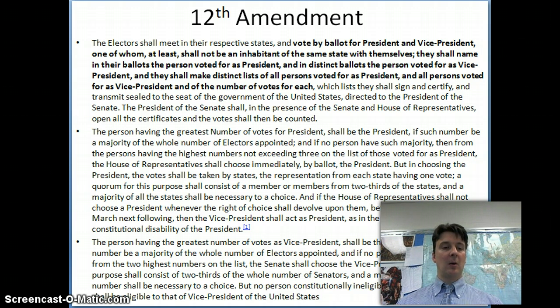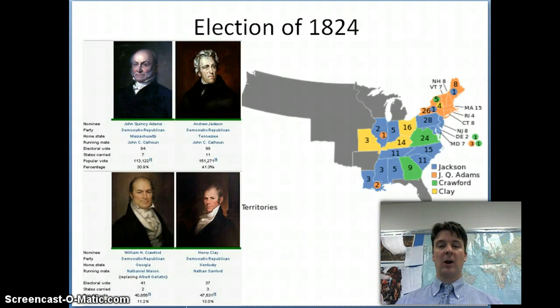So not necessarily the worst thing that could have happened, but it was the end of Hamilton. All right. So that's what the 12th Amendment is. It fixes the Electoral College from that problem, but there are still other Electoral College problems.